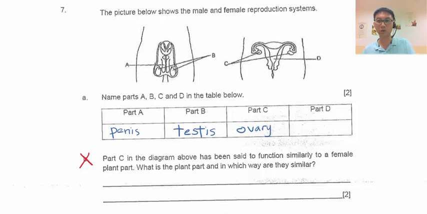Part D will be the womb. It's not the vagina. Okay, the vagina is actually at the bottom. Alright, so a lot of you thought that the vagina is this part. No, this bigger part here is the womb. The vagina is a smaller part. Okay, so always remember, ovaries, the womb, and then the vagina.